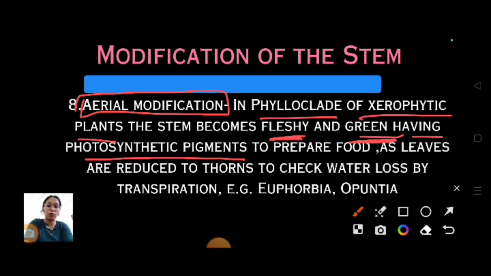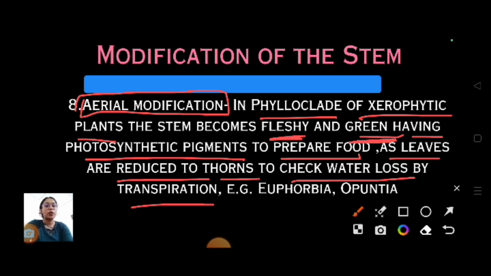Therefore it undergoes photosynthesis also. Photosynthetic pigments to prepare the food through photosynthesis. As leaves are reduced to thorns, leaves used to be modified into thorns to check water loss by transpiration. So here they do not allow transpiration loss, because in case of leaves, there are stomata, no, from where the transpiration happens. Transpiration means what? Loss of water in the form of water vapor.